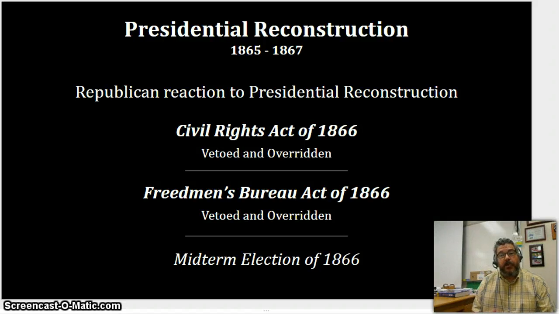But Republican power has grown to the point in Congress, because of the reaction to presidential veto, that Congress will be able to override the veto. Of course, that's a pretty tall order, given that it takes a 2/3 majority to override a presidential veto. But now we have a coalition of radical Republicans and moderate Republicans who are positioning themselves opposite the president. Congress will also renew the Freedmen's Bureau with the Freedmen's Bureau Act of 1866, also vetoed by the president, and also overridden by Congress.